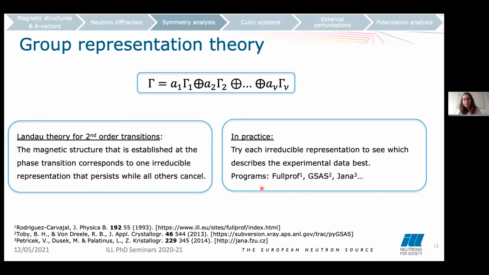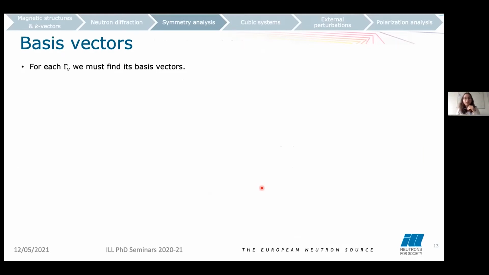And so the irreducible representations are symmetry operators. They describe how the magnetic structure transforms under symmetry operations of the crystal space group. But to really define, at the end of the day, what we want is the directions of our magnetic moments and the size of our magnetic moments. And for this, we must find the basis vectors corresponding to our irrep.